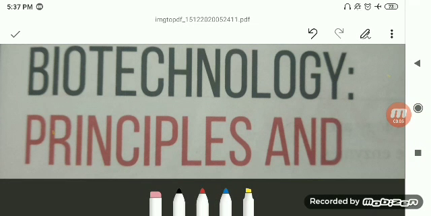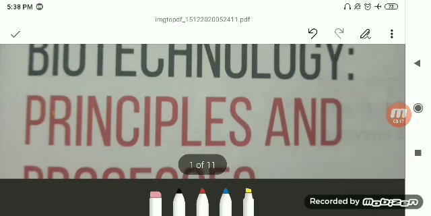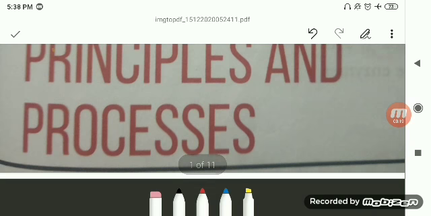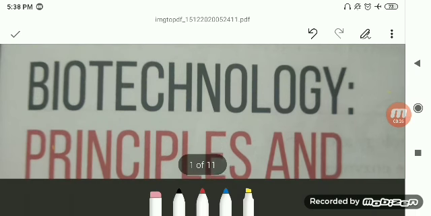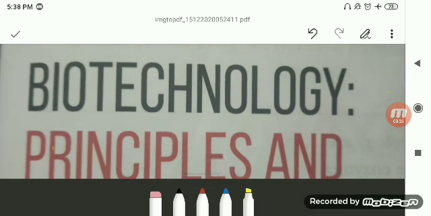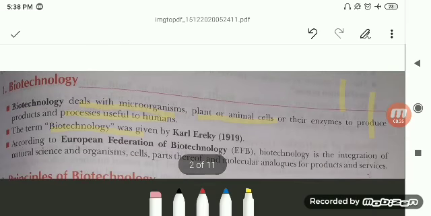Today we are going to start with our very important unit, biotechnology. This unit consists of two chapters: biotechnology, principles and processes, and biotechnology and its applications. So today we are going to start with the first chapter of this unit, biotechnology, principles and processes. First we will discuss what is biotechnology.